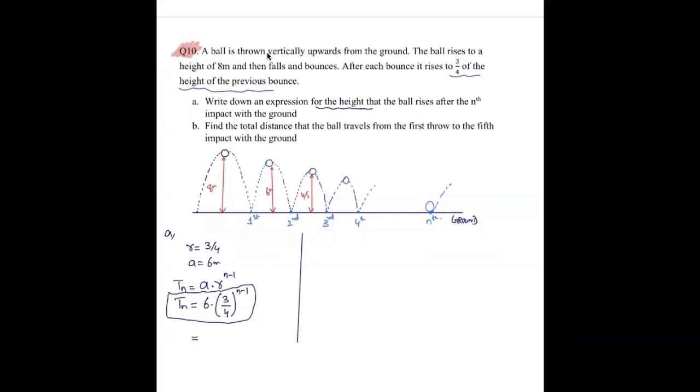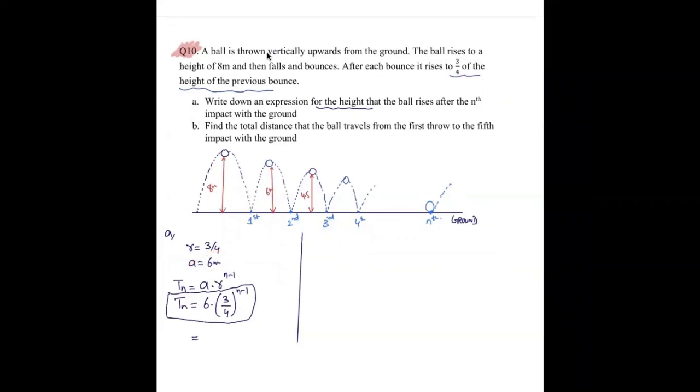So the question has said, write down the expression for the height the ball rises after the nth impact with the ground. So the first impact to the ground was over here. After the first impact, the height reaches 6 meters. After the second impact, the height reaches 4.5. So that's why the first value is going to be 6. Got it, yeah.